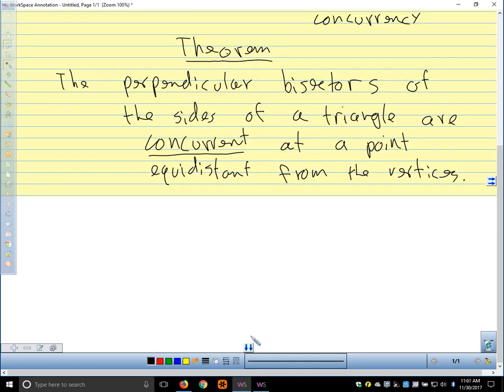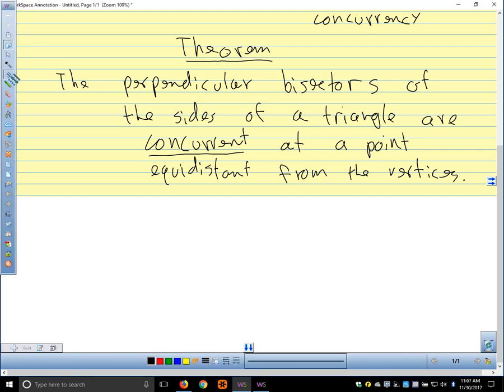So we said last time that if we have the perpendicular bisector of a segment, any point on that perpendicular bisector is equidistant from the endpoints of the segment. Well, now we're doing the perpendicular bisectors of the sides of the triangle. So the point where all those perpendicular bisectors meet is going to be the same distance from each vertex of the triangle, each end of the segments that make up the triangle.